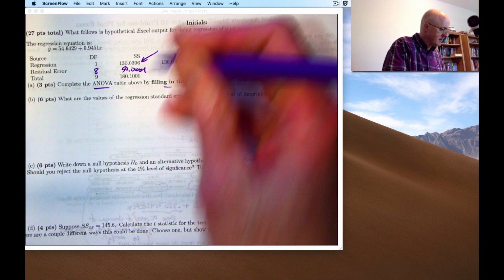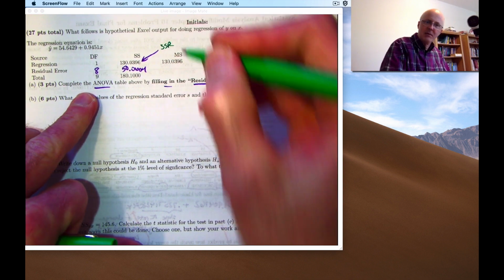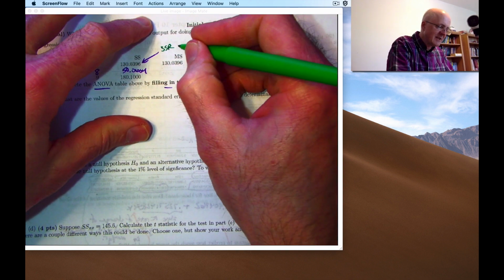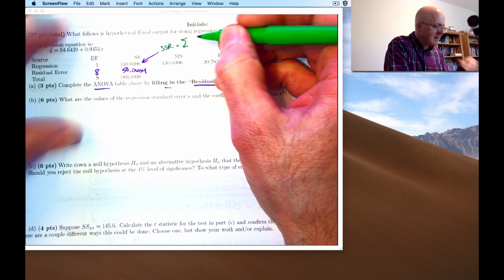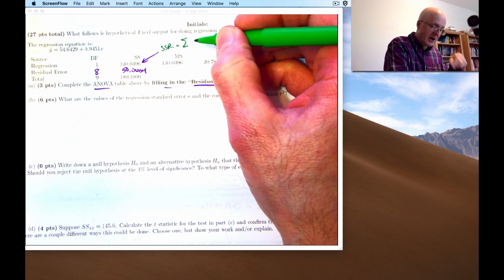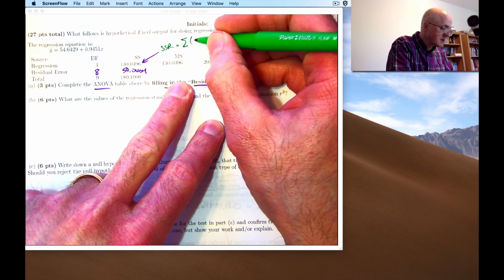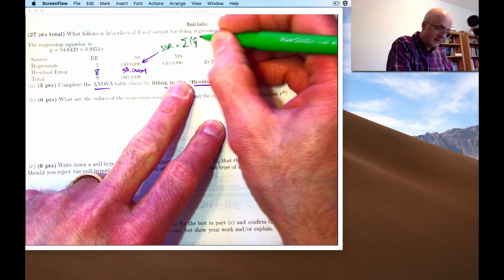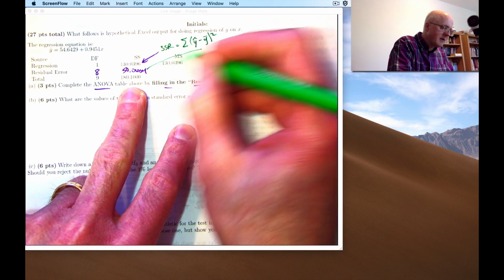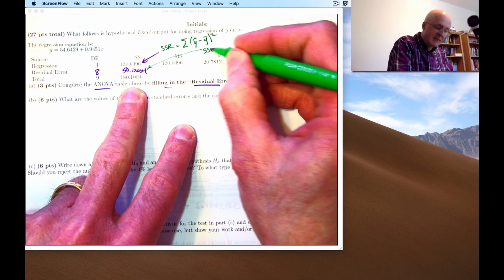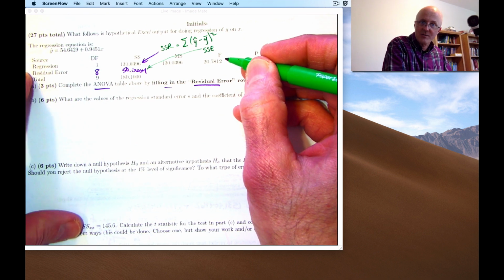This number here is what I called SSR. That's SSR, sum of squares regression. Its definition is how much the data are varying with respect to the regression line. Actually, how much the regression line is varying with respect to the mean is the best way to think of it. It's that sum of squares. This number right here is what I called SSE, sum of squares of errors. Errors is synonymous with residual. It's unfortunate that both regression and residual start with R.